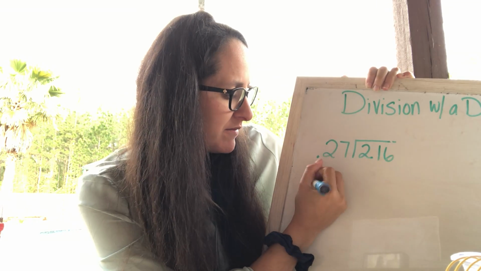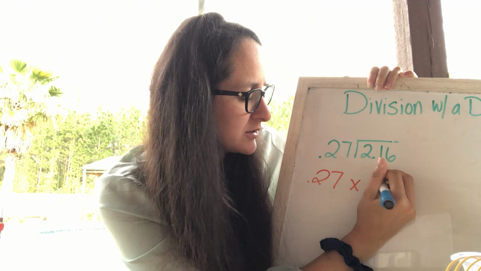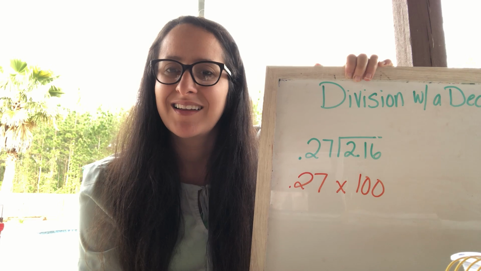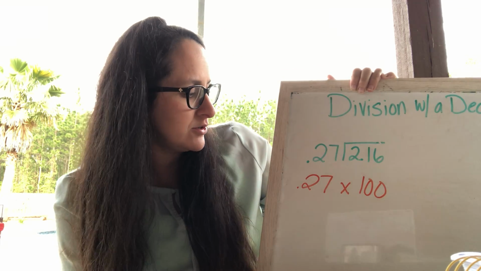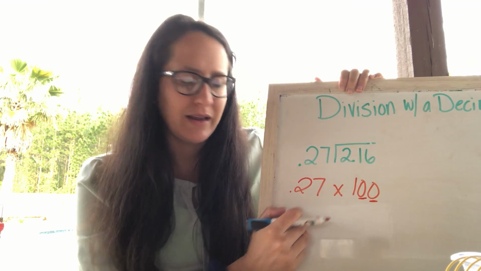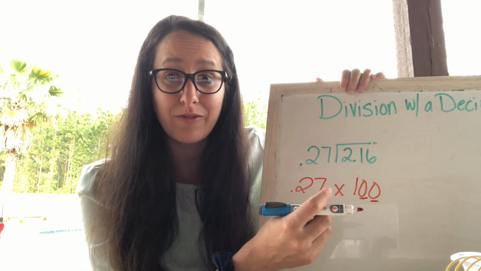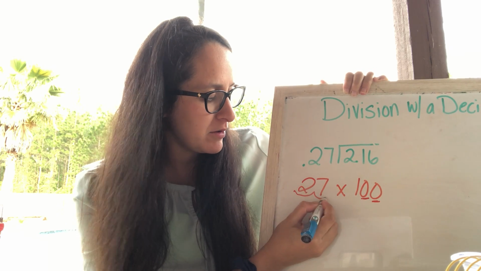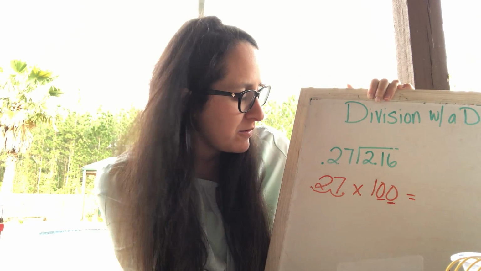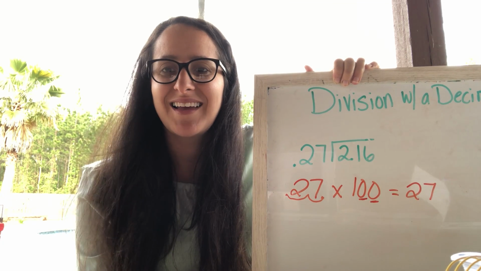So I'm going to do 0.27 times 100. I'm going to multiply it times 100. Why would I multiply it by 100? Yeah, I'm going to multiply it by 100 because we have two decimal places right here. So when I multiply, two zeros. So when I'm multiplying by two zeros, I'm going to move over two decimal places to the right. 1, 2. This is why I had you practice all those problems earlier on. So that's going to give me 27, which looks something like that.